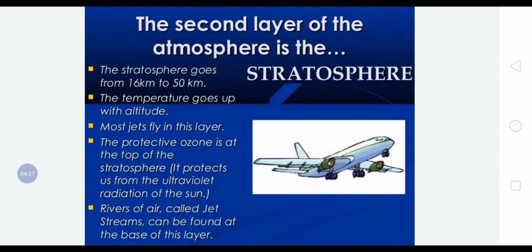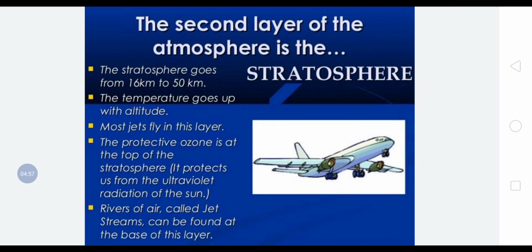So, the second layer of the atmosphere is the stratosphere. Where the troposphere ends and the stratosphere starts, the zone which demarcates a separation between these two layers, we call it tropopause. It means the troposphere has stopped and the stratosphere has started.